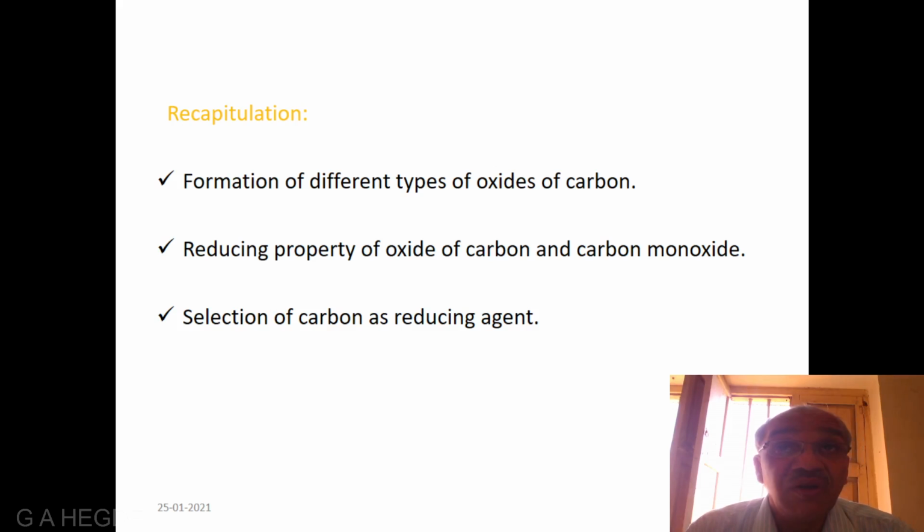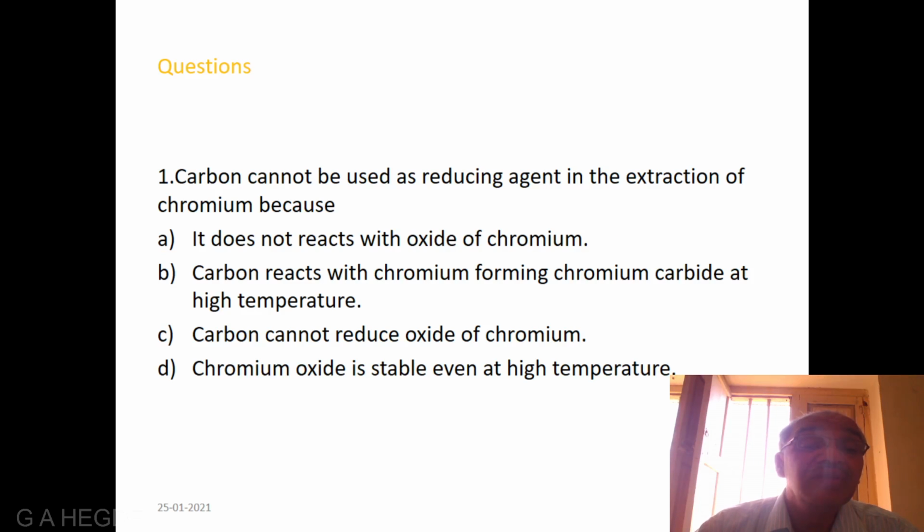Let us recall what we discussed so far. We discussed the formation of different types of oxides of carbon, reducing property of carbon and carbon monoxide, and selection of carbon as a reducing agent. With this, let us answer some simple questions.